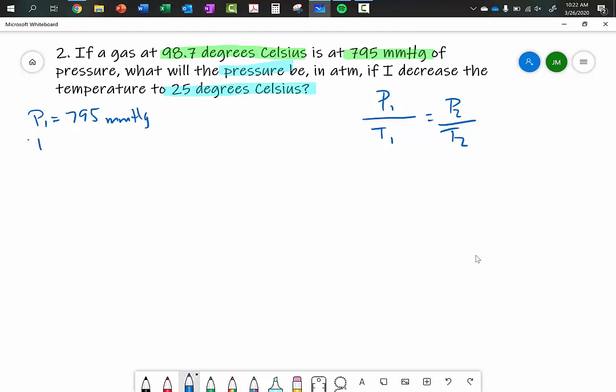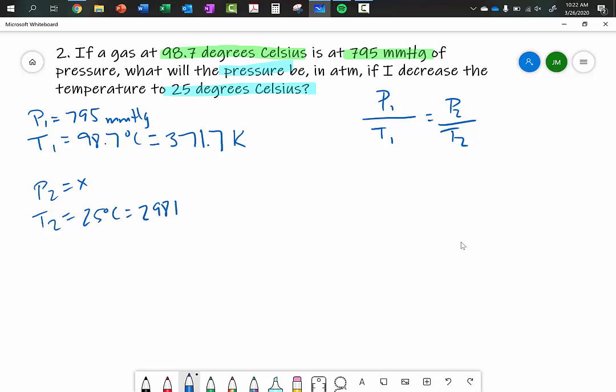I have a T1 value of 98.7 degrees Celsius, which is equal to 371.7 Kelvin. I don't have a P2, but I do have a T2 of 25 degrees Celsius, which is equal to 298 Kelvin. Again, I'm always going to convert to Kelvin because I cannot work these equations by using Celsius.